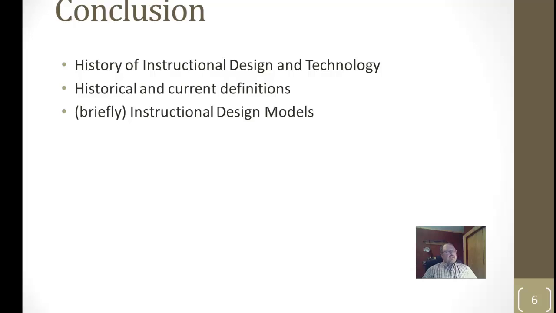So our conclusion is we talked a little bit about the history of instructional design and technology. We took a look at historical and current definitions. And then, just briefly, we talked about ADDIE and SDLC, the instructional design models.